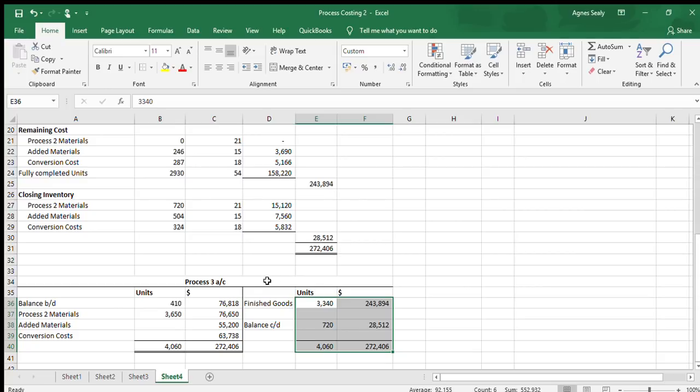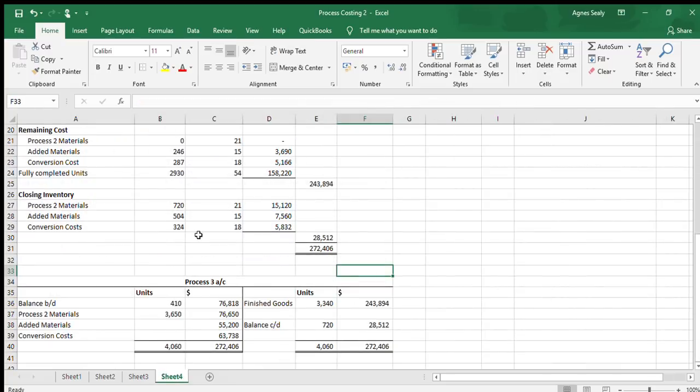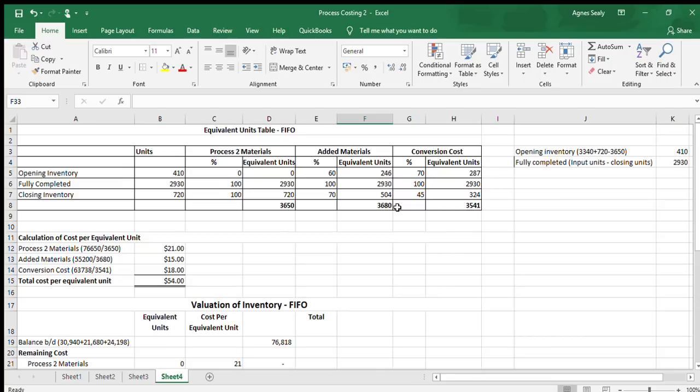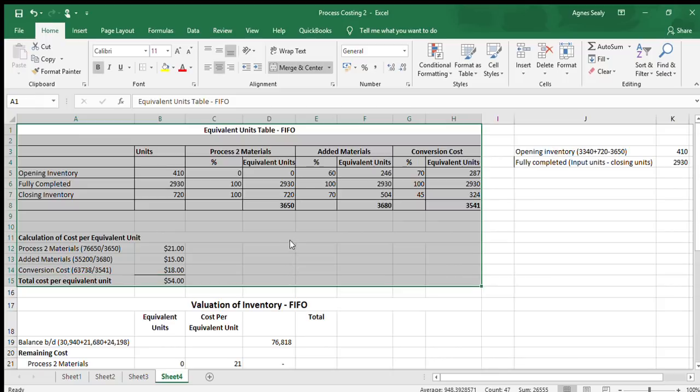And the next question, the next B, the requirement, they said to compute the total cost per equivalent unit for the same period if the weighted average cost method was used. So this is what we are going to do. I'm not going to do it all over. Just going to take these three here, copy them another place.